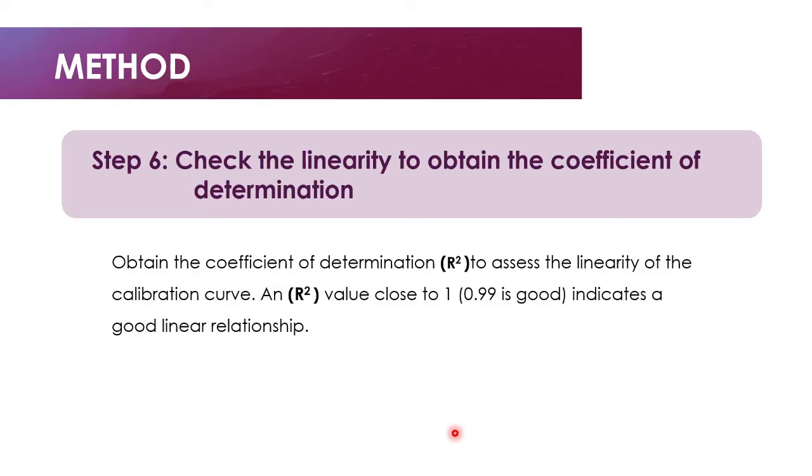The sixth step is to check the linearity to obtain the coefficient of determination, which is the r square. So we obtain the coefficient of determination to assess the linearity of the calibration curve. And what we also have to note is that an r square value close to 1 indicates a good linear relationship. And we also check the linearity of our graph by using Excel.